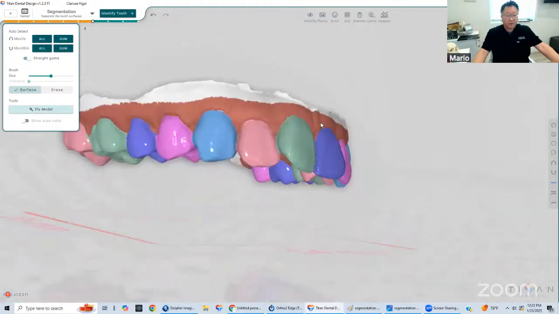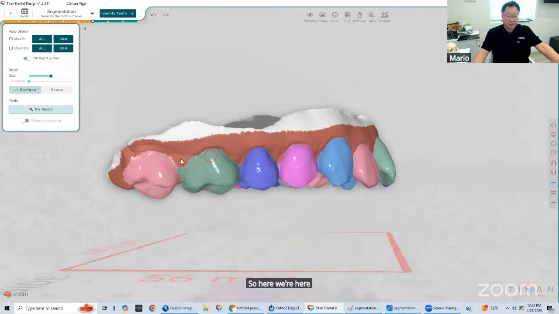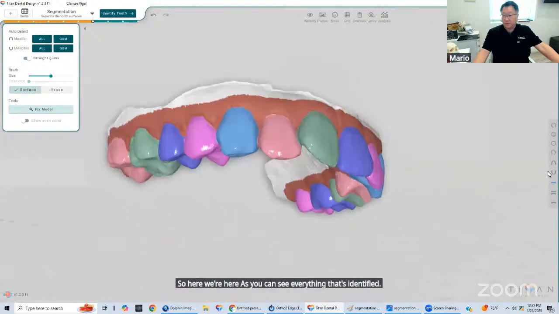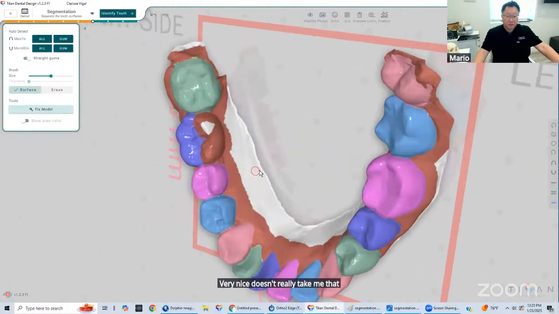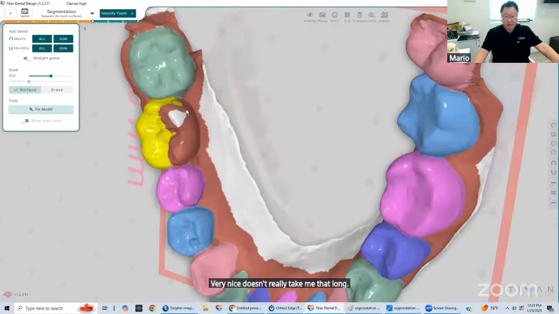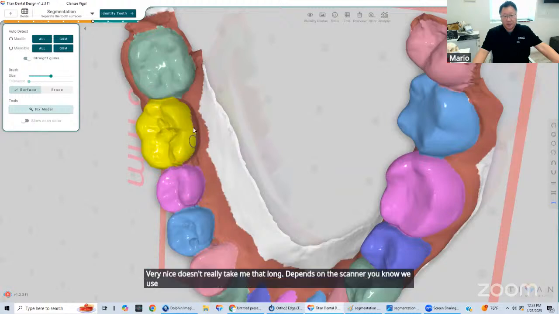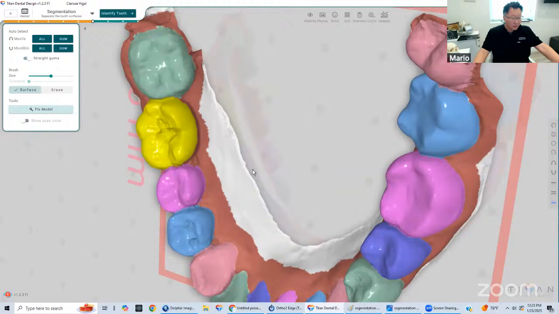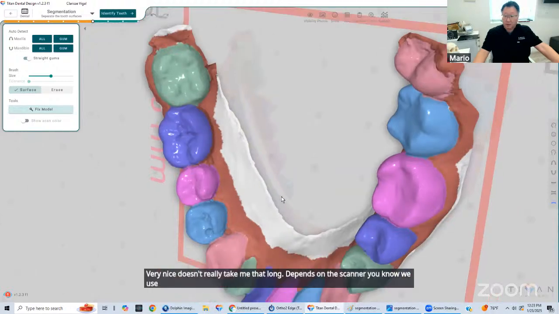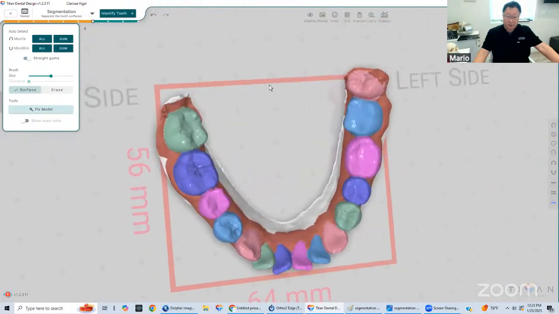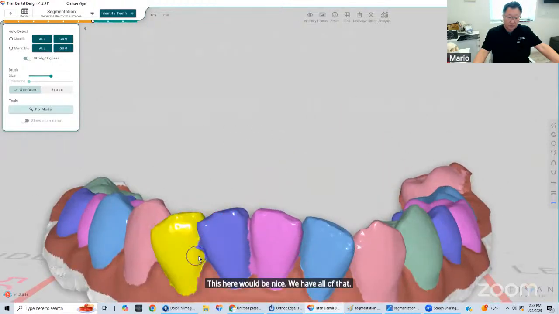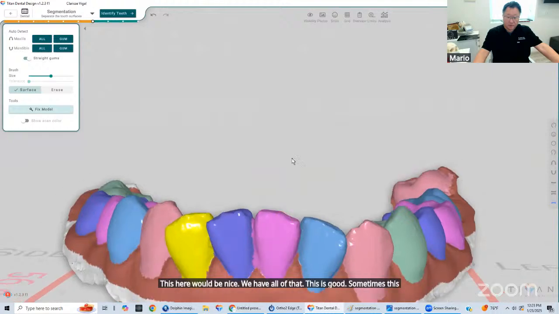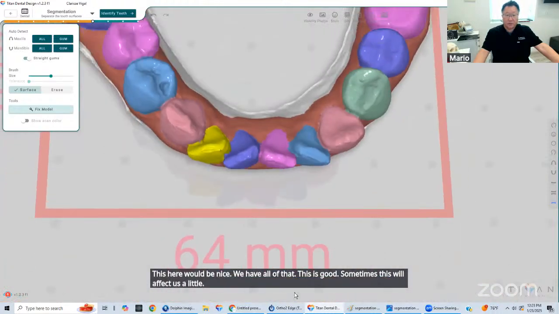So here, as you can see, everything is identified. Very nice. Doesn't really take me that long. Depends on the scanner we use. This here would be nice. We have all that. This is good. Sometimes this would affect us a little. We want to clean that out.